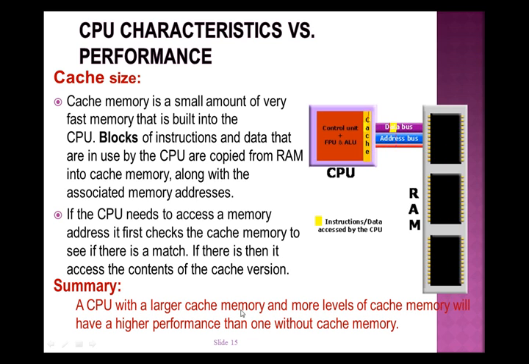What is the summary? A CPU with larger cache memory, and more levels of cache memory, will have higher performance than one without cache memory. Suppose I have taken a laptop, but the cache memory capacity is very small. That does not give good speed, that does not give good bandwidth. But if the cache memory is available, it will improve the performance of the CPU.